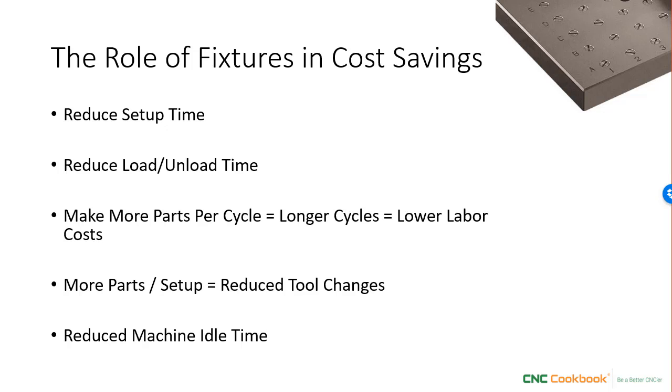Here's another way to reduce costs. Fixtures often allow greater parts density. That means more parts per run, and since more parts are being made in a single cycle, the cycle takes longer. So, the machine operator may be able to tend to more machines or perform other valuable tasks during those longer cycle times.